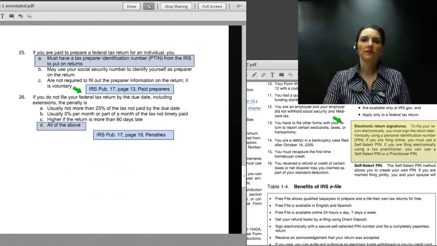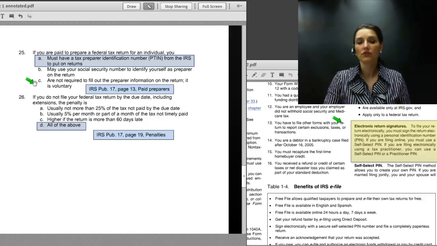And the last two questions of this test, beginning with number 25. If you are paid to prepare a federal tax return for an individual, you must have a tax preparer identification number or PTIN from the IRS to put on returns. The answer is, actually A is the correct answer. You are no longer allowed to use your Social Security number to identify yourself as a paid preparer on a tax return, and the PTIN is mandatory.